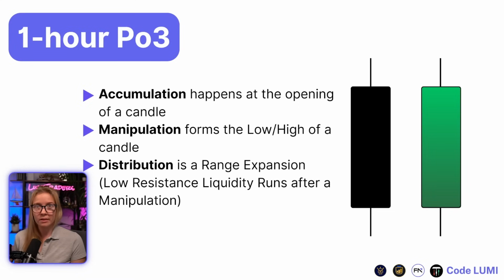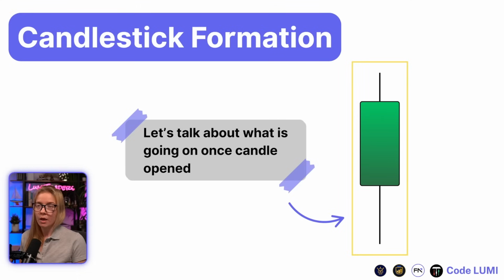The framework for this model is built around something every candle gives us: open, high, low, close. But the difference here is in how we read that candle through accumulation, manipulation, distribution. Basically, every single candle gives us a story. So let's dive into this. I already talked about candlestick formation in my previous videos, but right now I would like to cover this again, and let's talk about what is going on once a candle opens.